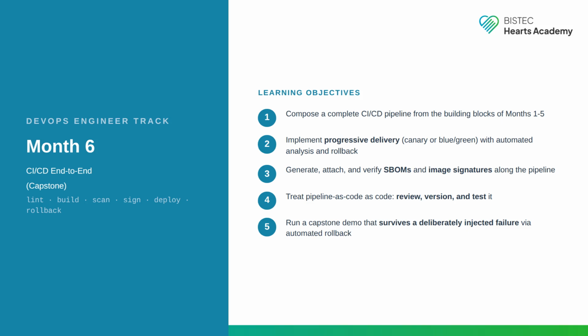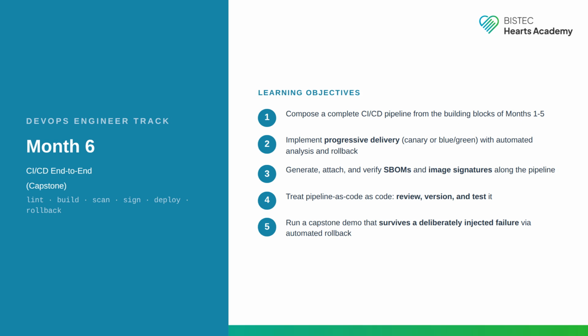Welcome to Month 6, the final session of the DevOps Engineer track. In the last 5 months, you built a continuous integration pipeline, containerized an application with Docker, deployed it to Kubernetes with Helm, provisioned that cluster with OpenTofu, and added full observability with Prometheus, Grafana, and Loki. Tonight you wire all of it together into a production-grade delivery system.